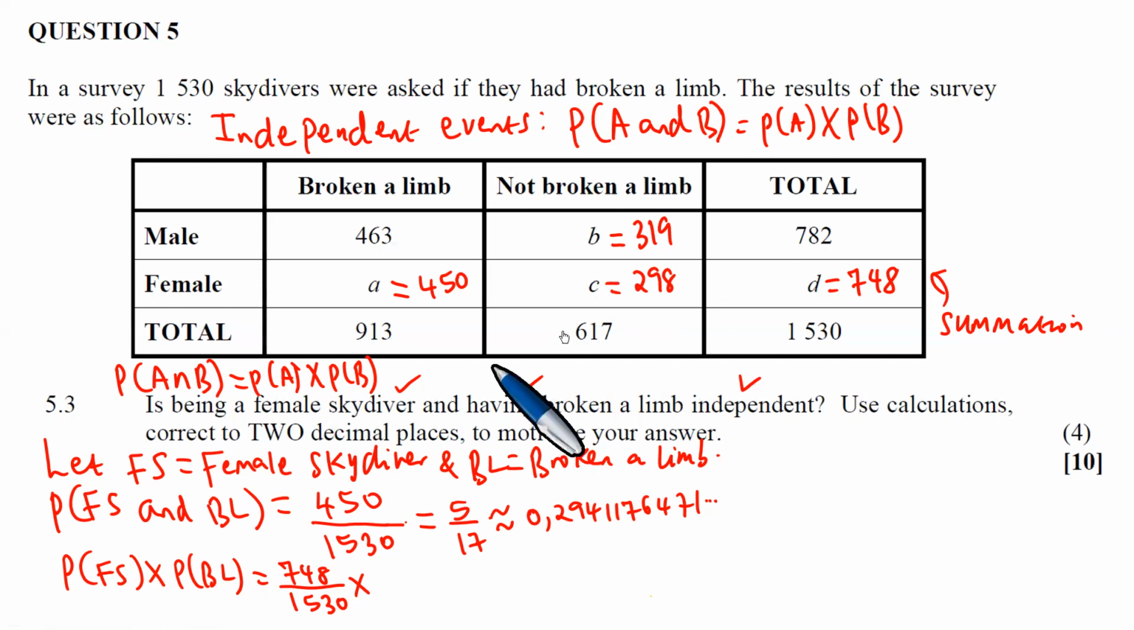Okay, I've seen the answer in the chats. Thank you for the attempt there. Yeah, you're right. You are on point. But broken a limb is gonna be broken a limb. Total broken a limb is this one. 913, 913.